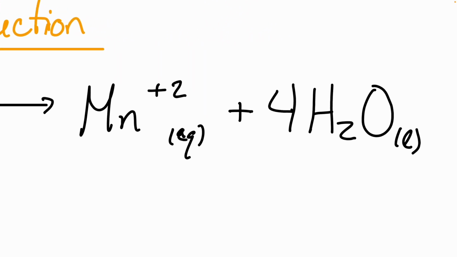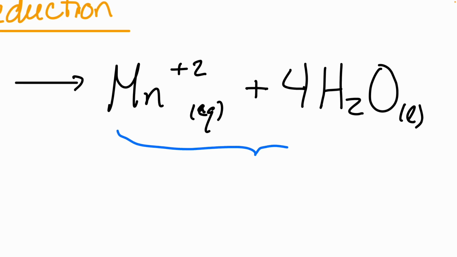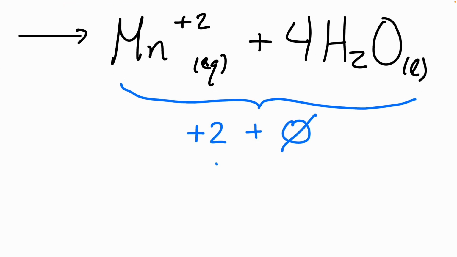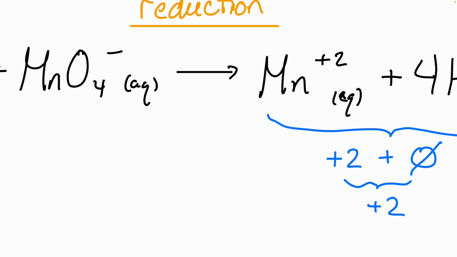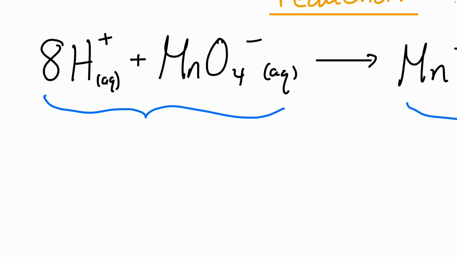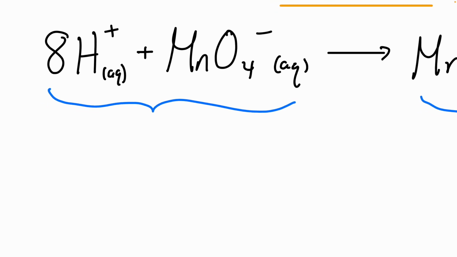All right, let's do the product side of our reduction half reaction first. It's a little bit easier. My manganese ion has a charge of +2, but I also have these 4 water molecules. Each one has a charge of what? 0. Water is neutral. There's nothing written up here. So that means my net charge over here on my product side is +2.